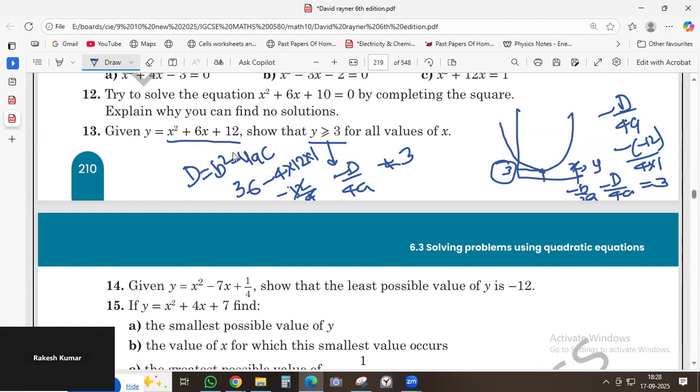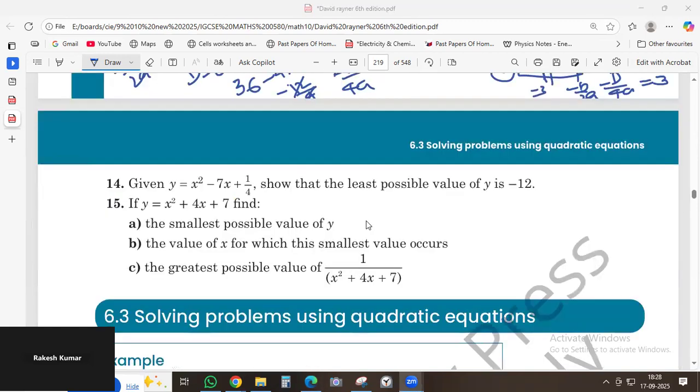So you can directly do it. And at what point is it happening? At what x? It is minus b by 2a. So actually it is minus 6 by 2, which is minus 3. So you can use the formula directly. Actually that is nothing but completing the square. Achha, I'll do one more.